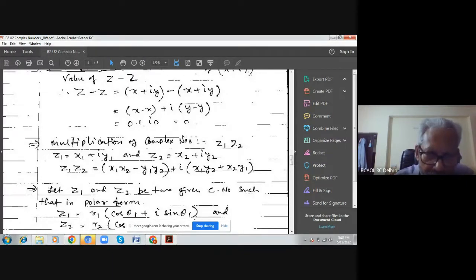Why am I telling you all these things? Basically in this chapter you should know the concept of multiplication, addition, subtraction, what is the real part and what is the imaginary part. All these things will help when you start solving the numericals.